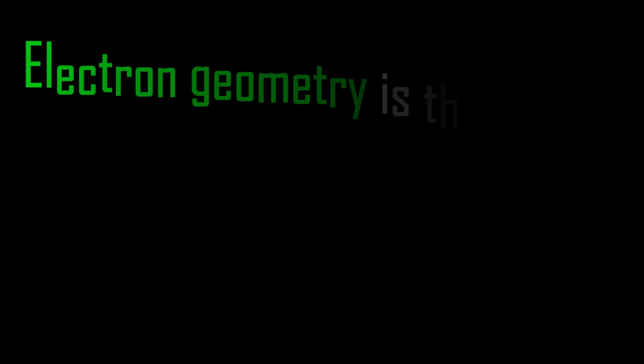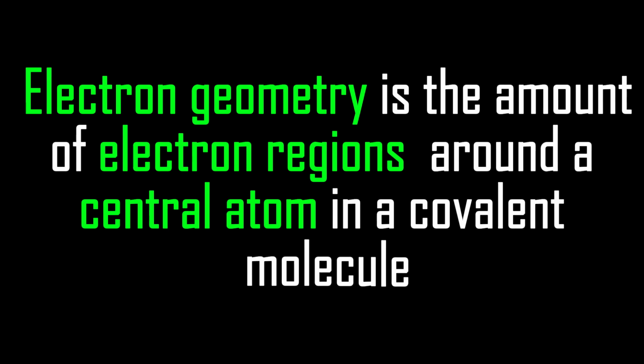Now that you know about Lewis structure, it's time to learn about electron and molecular geometry. Electron geometry is the amount of electron regions around a central atom in a covalent molecule. Electron regions is just another way of saying the amount of atoms bonded to the central atom and the amount of lone pairs on the central atom.